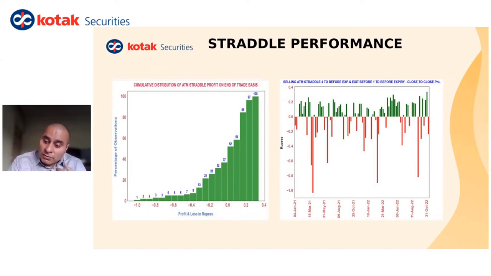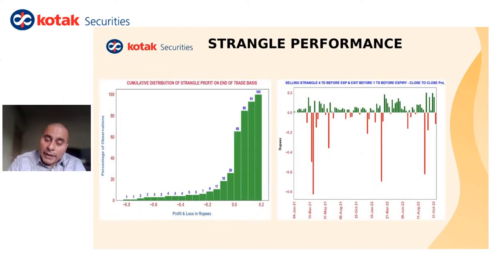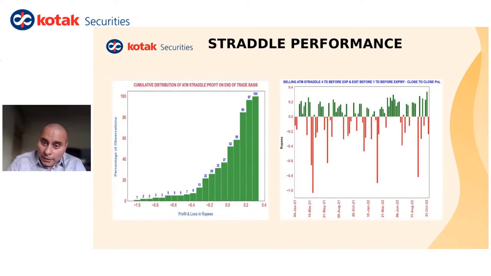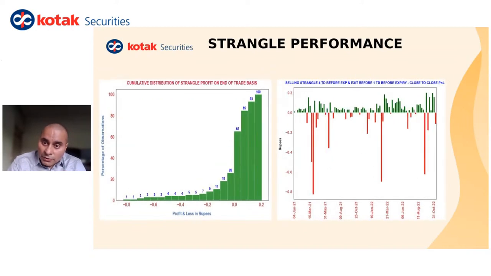Wohi cheez agar hum log strangle ka dekhe, it's better off, definitely. Because compared to this graph of a straddle, the big losses of the strangle are less, but still the overall performance is mediocre, though it is better than a straddle. So if you have to choose between a straddle and a strangle, then at least for the last 18 months, considering the dollar rupee movement and the options movement, the strangle has done well.